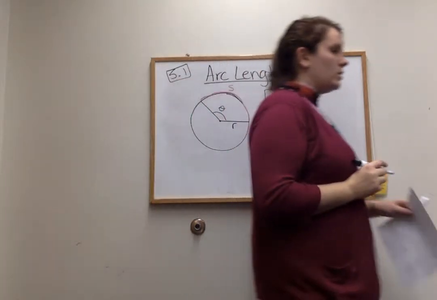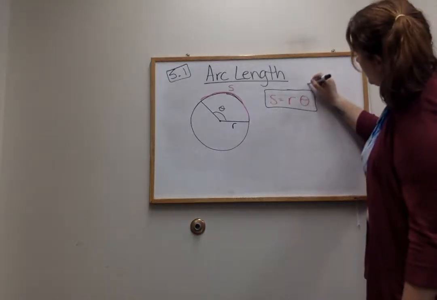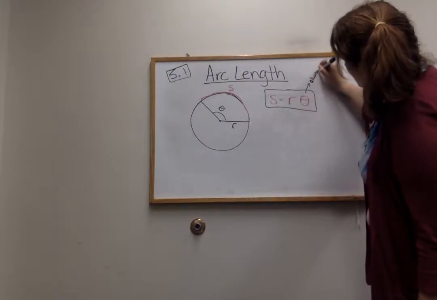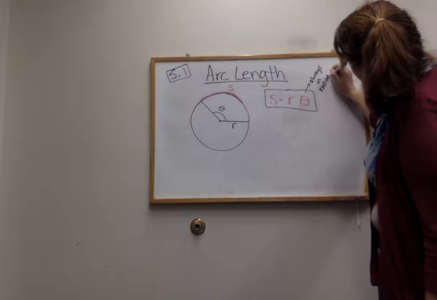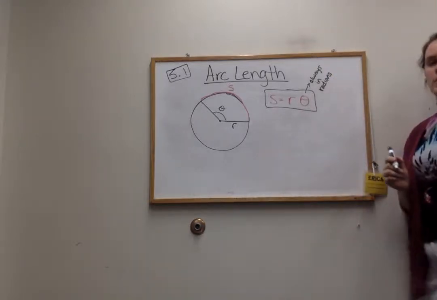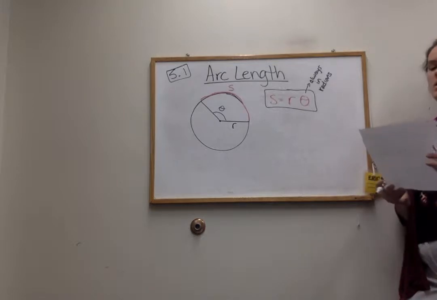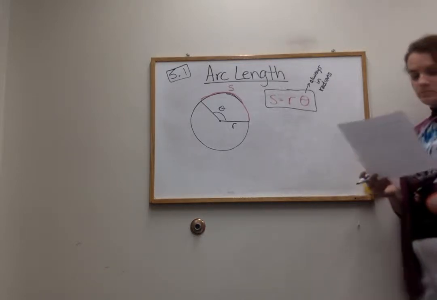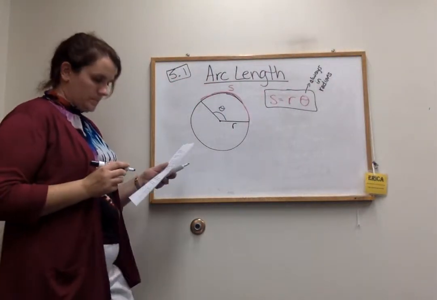Now, one of the most important things about this arc length formula is that theta is always in radians. We've done a lot of work with degrees so far, but arc length is always done in radians. So let's look at a few examples of how you would use this.